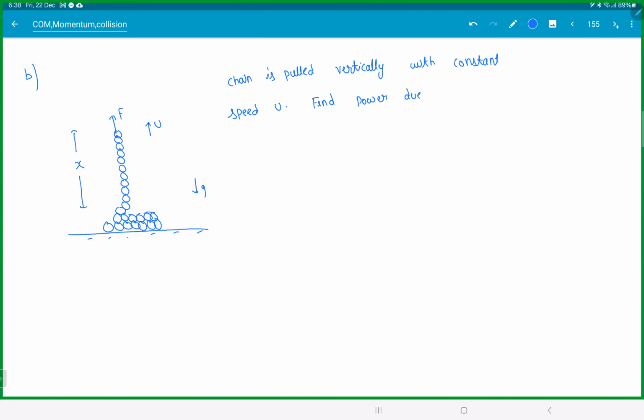Gravity is there. X is the chain that is removed from the heap. So you're pulling the chain vertically up from the heap. So find the power due to the force as a function of x.